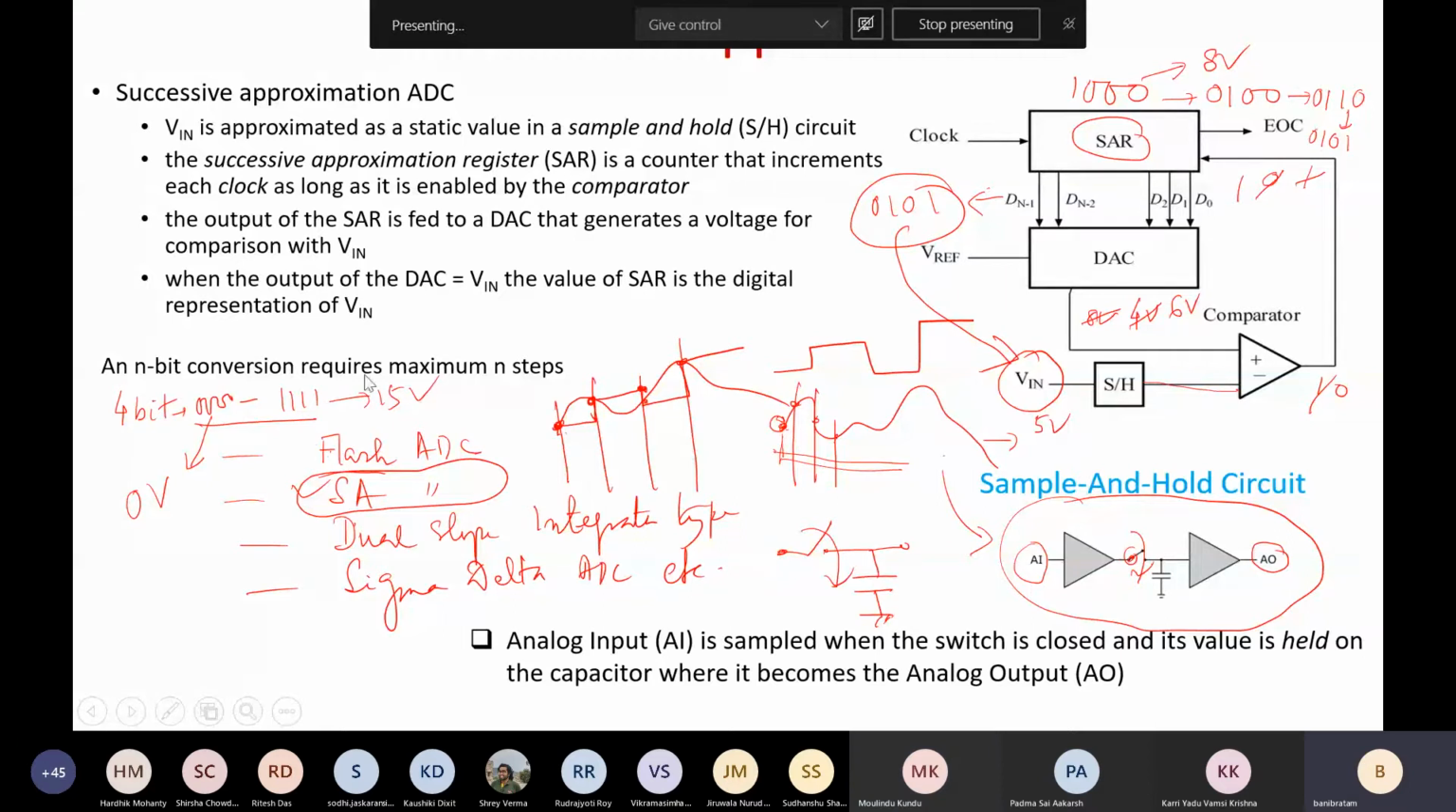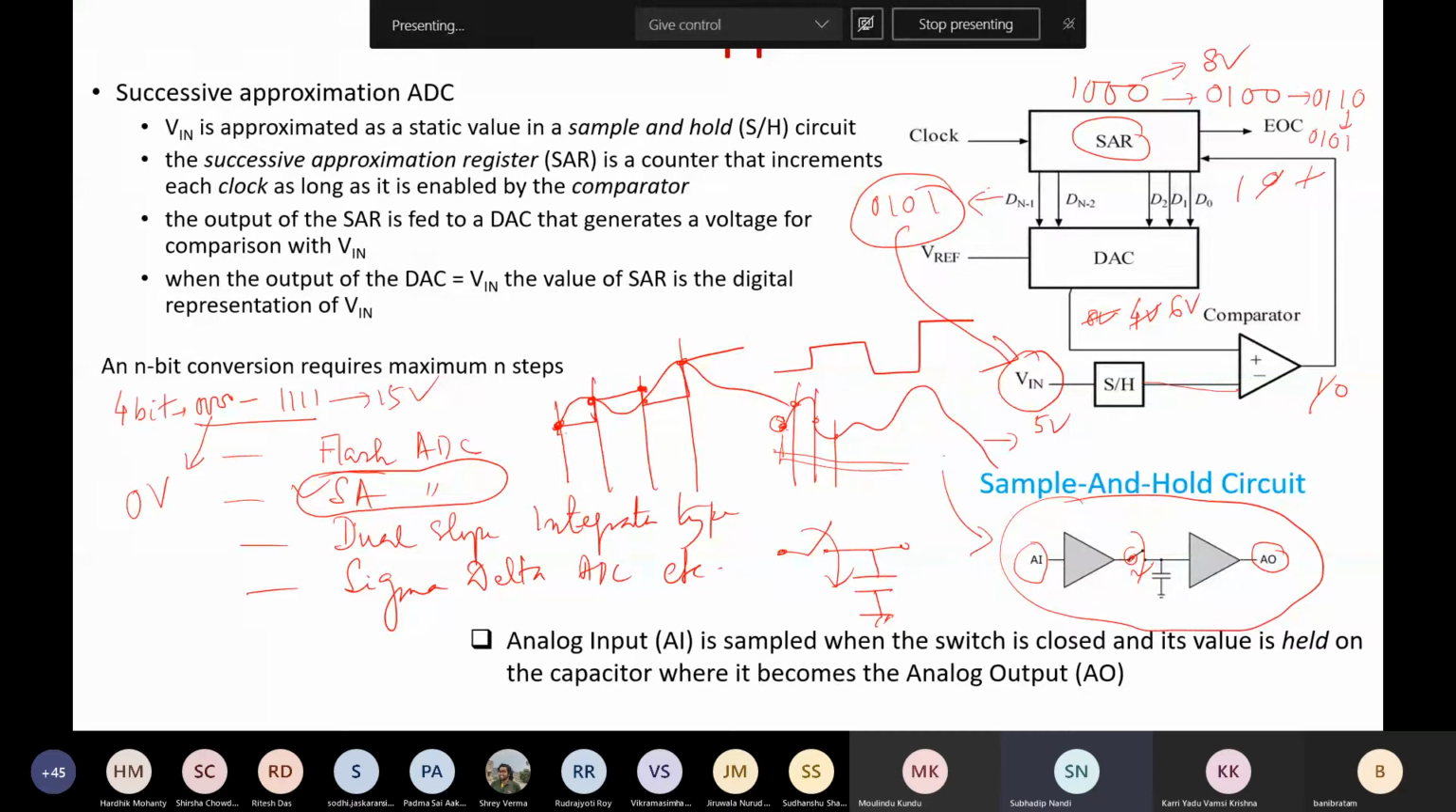Sir, I have another doubt. How did the last decrement happen? Because in the previous class there was a 6 and the input was 5 volt. So 6 is greater than 5. Here, before the last case, from the DAC it was coming 6 volt and the input is 5 volt. So 6 is greater than 5.